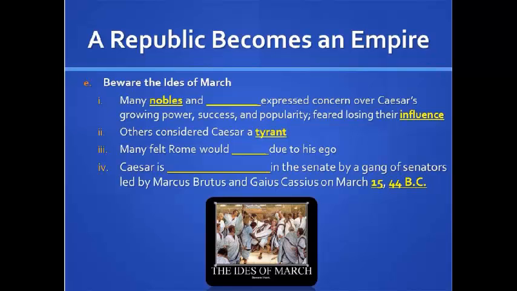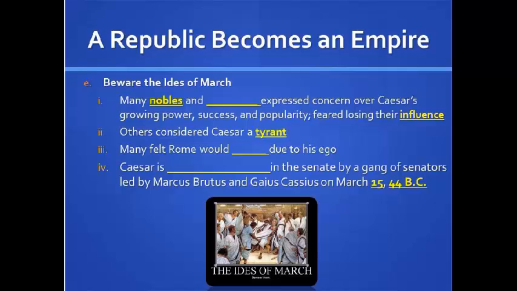However, many nobles and senators expressed concern over Caesar's growing power, success, and popularity, and feared losing their influence. They were worried that he was getting too popular, and just like a lot of these Caesars, a lot of the rulers, people don't like one person having power or the appearance of too much power. Others considered Caesar a tyrant, that he had total power and he could do anything he wants and nobody could stop him. Many felt Rome would suffer due to his ego in the long run.